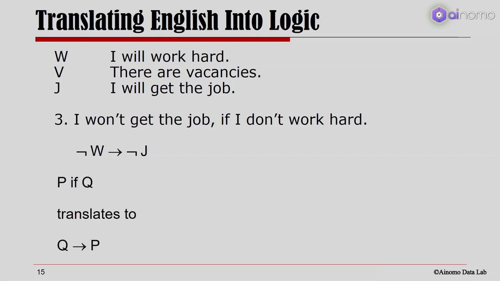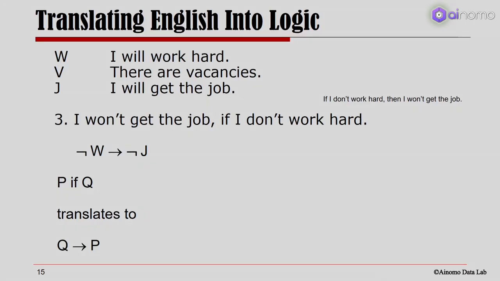So, if I have a condition where P if Q is there, then it translates to if P then Q. This is very important to realize. If you reread this sentence, I won't get the job if I don't work hard. Actually, what I meant is if I don't work hard, then I won't get the job, which then clearly shows where I used if I don't work hard, then I won't get the job.